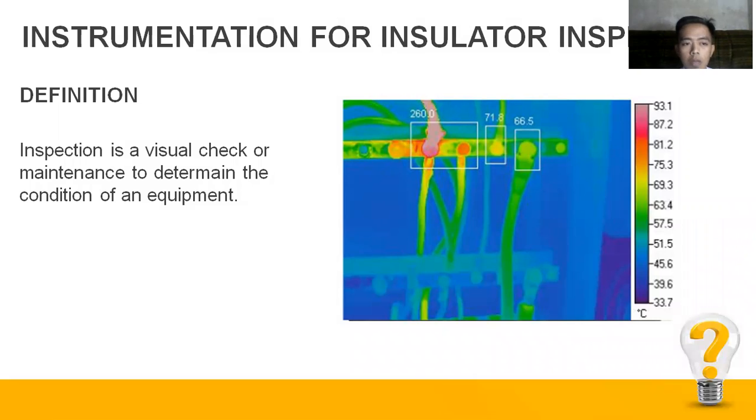Previously, what is inspection? Inspection is a visual check or maintenance to determine the condition of an equipment. In electricity, inspection is needed to ensure the quality of the power sent, especially in this distribution network, so that it is channeled properly and according to standard. Now I will discuss inspection of the distribution network, especially the insulator.